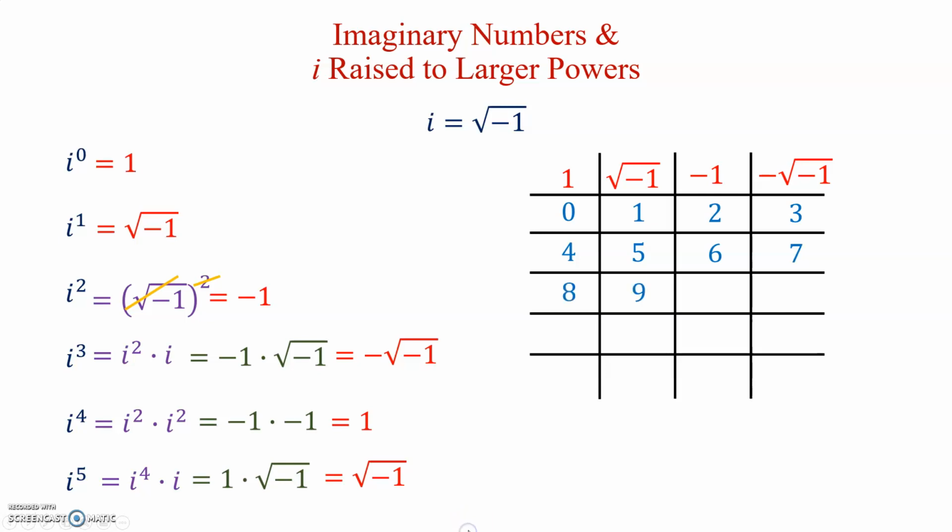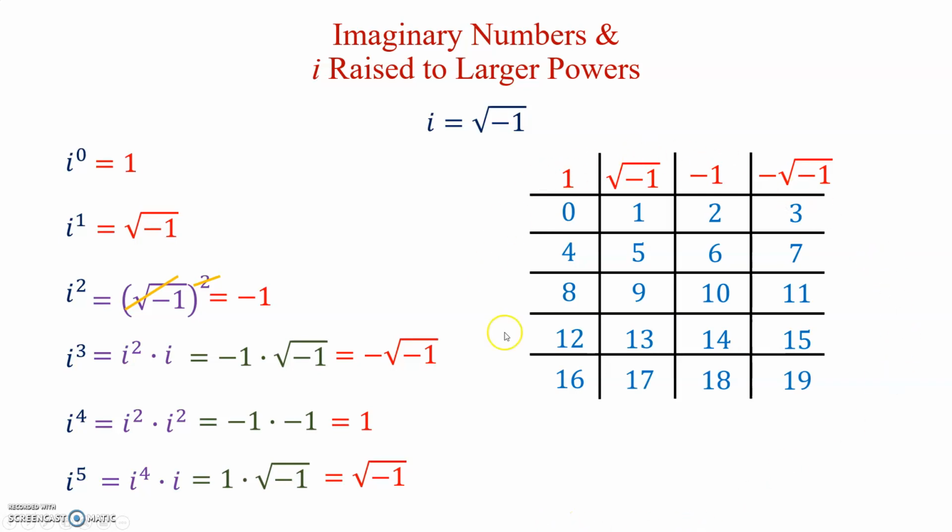To the eighth, ninth, 10th, I to the 11th. The sequence starts again. I to the 12th is 1. I to the 13th, 14th, 15th. I to the 16th puts us back at 1. 17th, 18th, and I to the 19th.